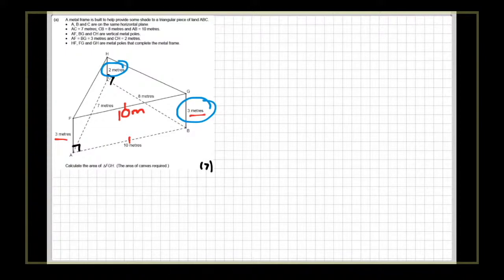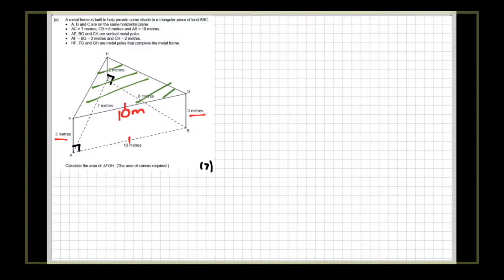So now I'm going to calculate the area of FGH. So that slanted triangle there. What I did, and this is something that I like to do, is the monkey behind the mountain.